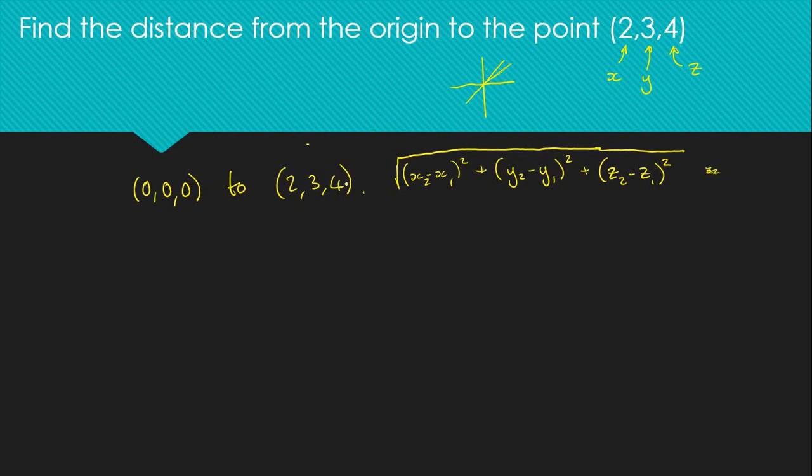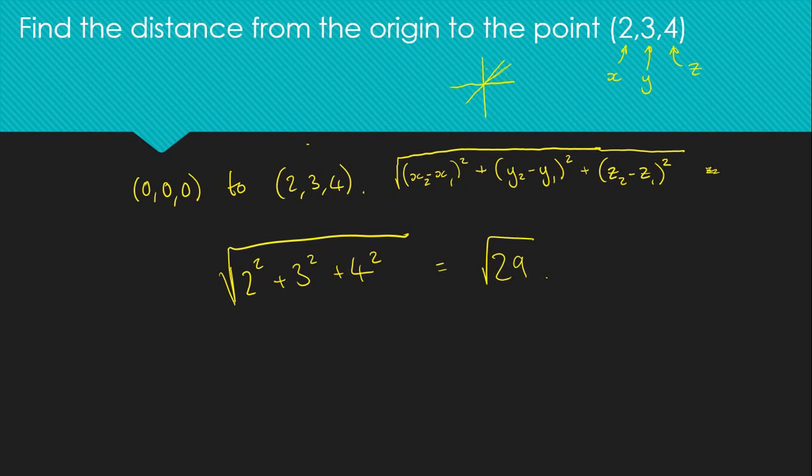Now in this case it's dead easy, because we're going to be doing 2 take away 0, 3 take away 0, and 4 take away 0. So distances from origins to points are dead simple. You're going to have the square root of 2 squared plus 3 squared plus 4 squared. Okay, now 2 squared plus 3 squared plus 4 squared, 4 plus 9 plus 16 makes 29, so we'll get the square root of 29. Okay, and that will be the distance from the origin to that point. Nice and easy, it's just Pythagoras.